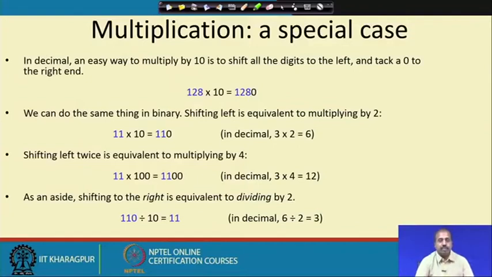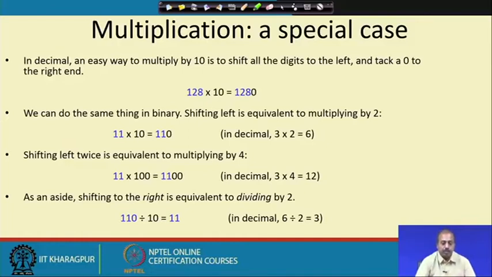Now, some special cases. In decimal, an easy way to multiply by 10 is to shift all digits to the left and put a 0 at the right end. So, 128 multiplied by 10: we know the result is 128 and a 0. So, we shift the digits to the left and put a 0 at the right end.